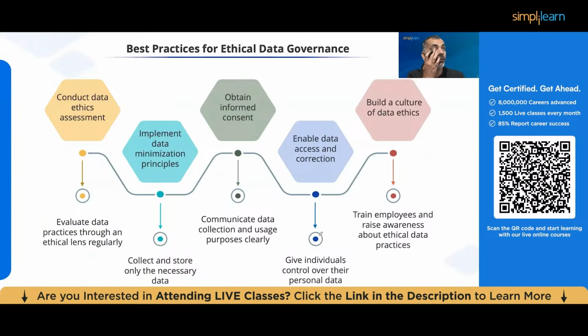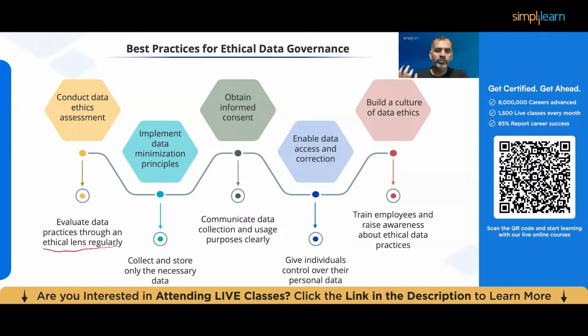Now, next, let's discuss the best practices for ethical data governance. If you are imposing any data governance system, what are the best practices to have? The very first is that you conduct a data ethics assessment, and that should be periodic. That means you have to evaluate practices through an ethical lens regularly.